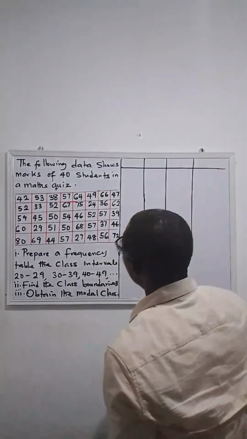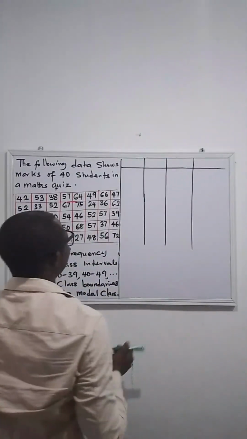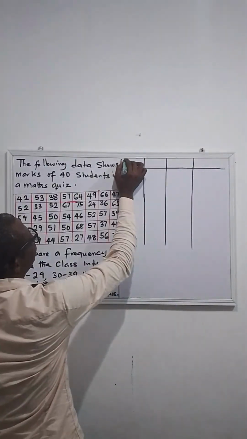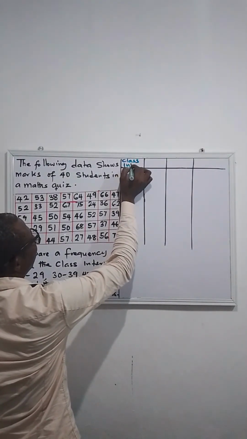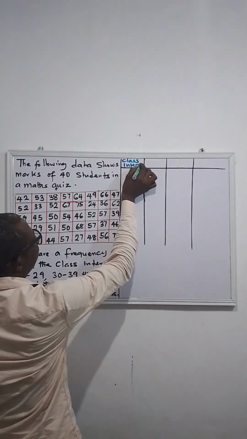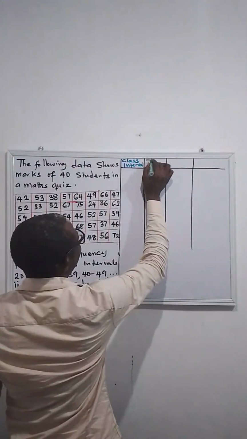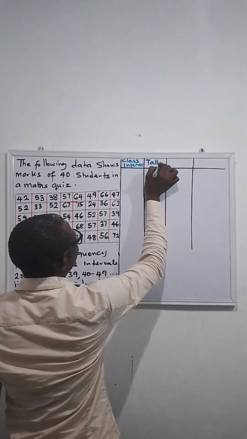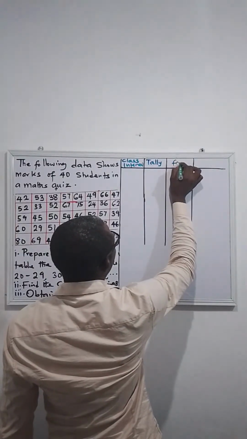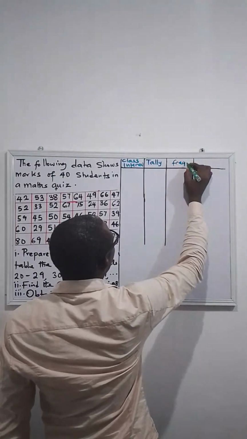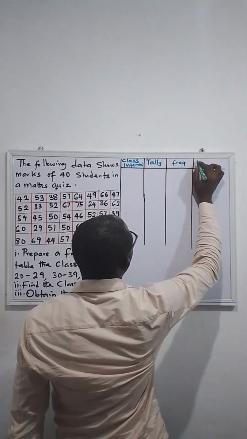The first thing we have here should be the class interval. After that we have the tally, then we have the frequency, and then we have the class boundary.